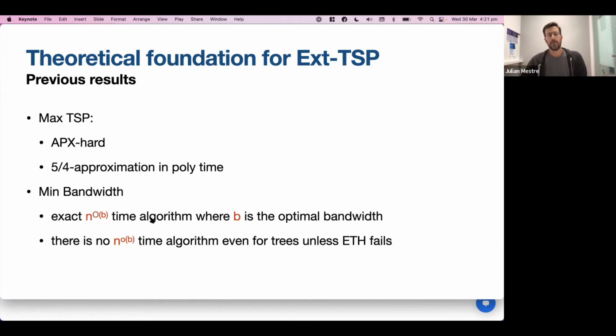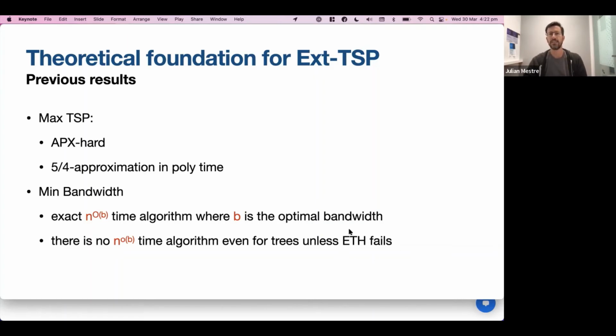And then from the minimum bandwidth problem, we know that there is an exact algorithm that runs in n to the O of b, where b is the optimal bandwidth for the graph. This is a classical result due to Saxe. And then more recently, there is surprisingly a matching lower bound, in the sense that there is no n to the little o of b time algorithm, even for trees, unless the exponential time hypothesis fails.